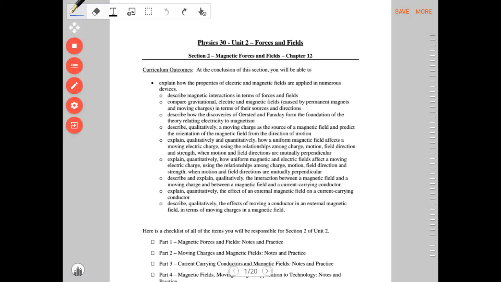I won't take up video time for that, but there's lots to do with magnets and magnetic forces, magnetic fields, and some people, Oersted and Faraday. So just read through these at your own leisure, and we'll go from there.